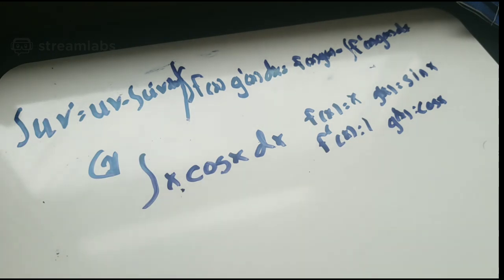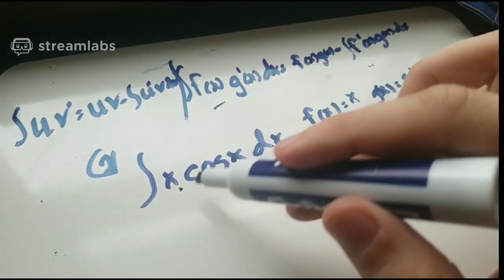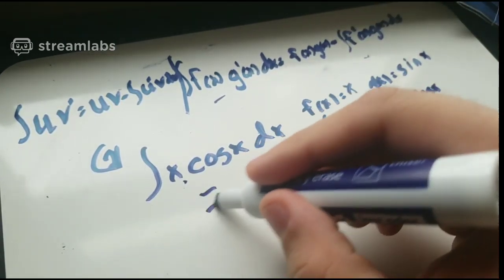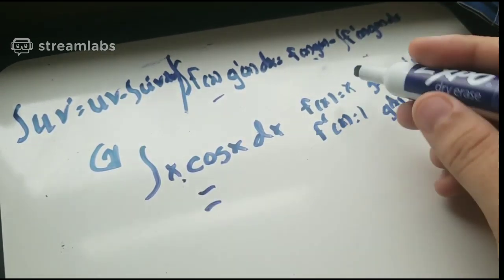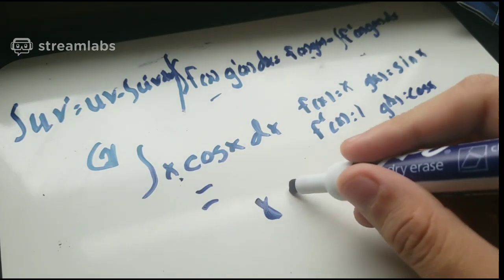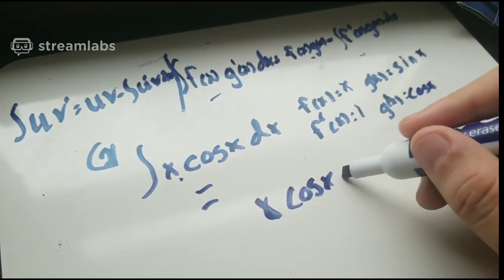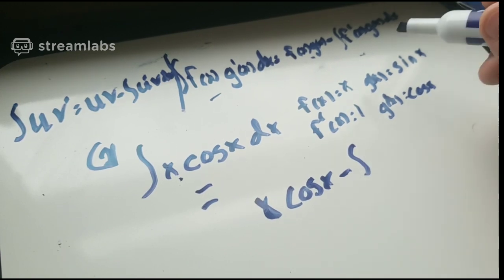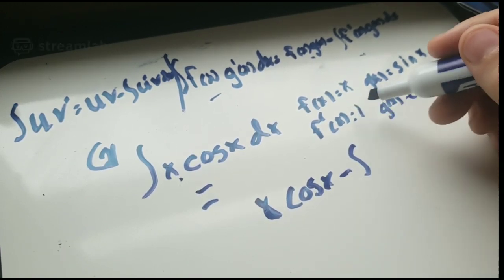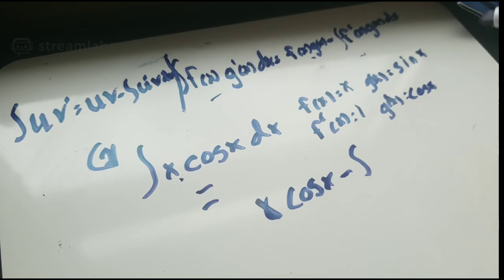So I would say the first difficult part is just identifying which ones have to be f of x and g prime of x, and then working from there. All right, so this is the equation here. So this is going to equal f of x, g of x. So x cosine x minus the integral. Now we got f prime here, which is 1. I'm not even going to bother writing that anymore.